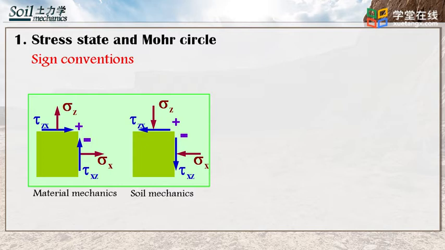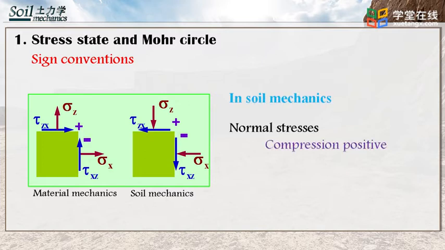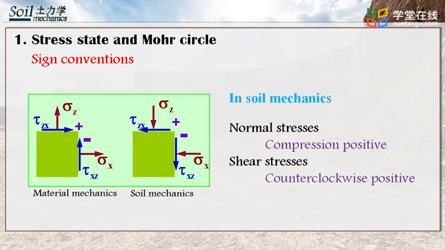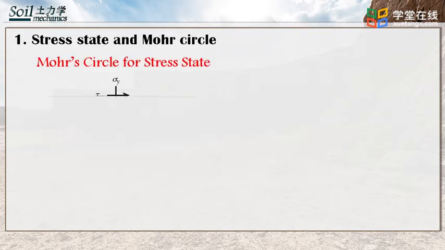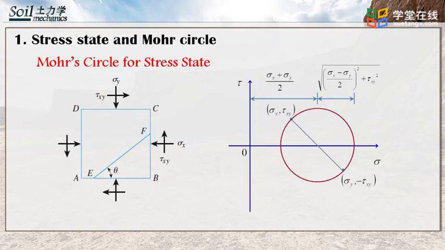The stress states in soil mechanics is different from material mechanics, as shown in the figure opposite. The compressive pressure is positive for normal stress, and the counterclockwise shear is positive for shear stress. Based on the sign convention, the stress states can be presented in the sigma-tau plane, and the stress states in the soil elements can be represented as a circle, namely the Mohr circle.